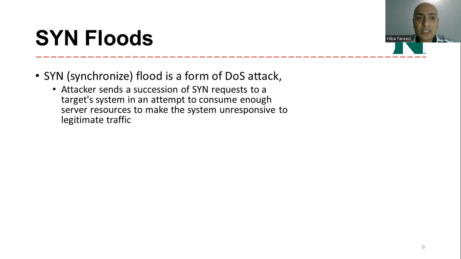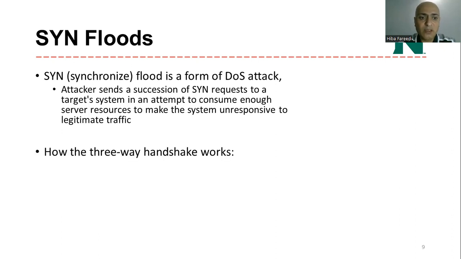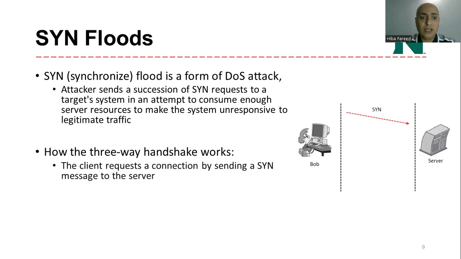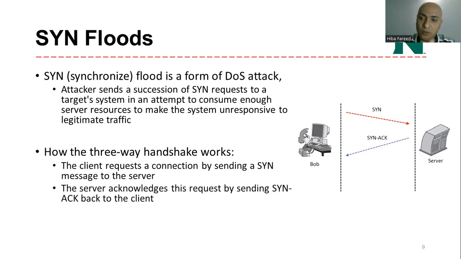But how does the synchronize happen for the normal user? We need to know how that protocol or technique works before we know how the problem is caused by it. There is something very important named the three-way handshake, which happens when the normal user tries to communicate with the server. He will send a synchronize request to connect with that server, and he will wait to receive some acknowledgement from that server.